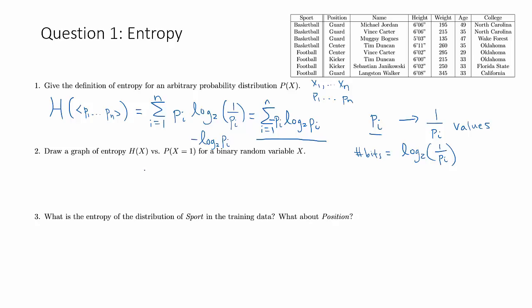So we're going to plot a curve in the two-dimensional grid. The x-axis is going to correspond to the probability that x equals 1. And for simplicity, I'm going to call this little p.